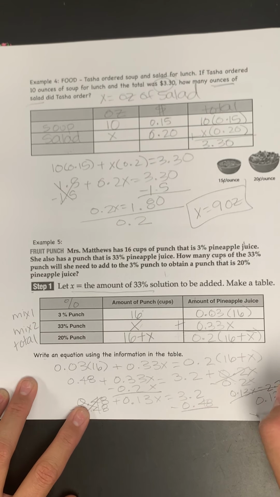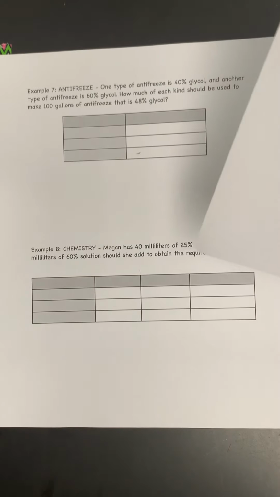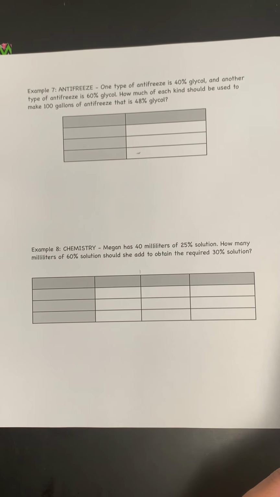So for this one, if I divide 2.72 divided by 0.13, I get 20.9 cups. Okay. So let's see. We're gonna do example 7, and then we'll be done, or 7 and 8, and then we'll be done.